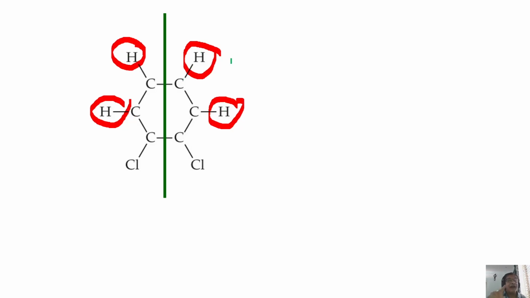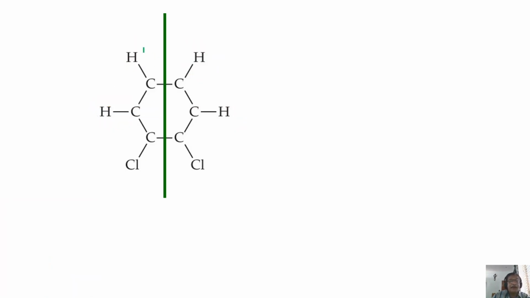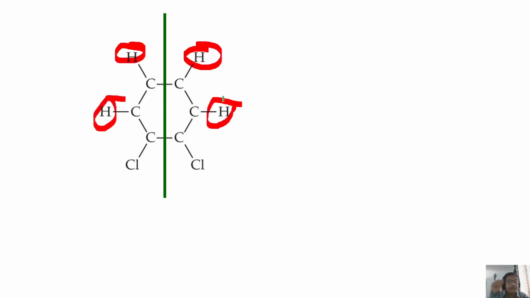But coupling is not zero. The coupling between this and this is not absent, and the coupling between this and this is not absent. It means they're chemically equivalent, but not magnetically equivalent, of course. We'll worry about those parameters later. But remember, this and this are chemically equivalent, and this and this are chemically equivalent. Now, how do I represent this using Pople notation?